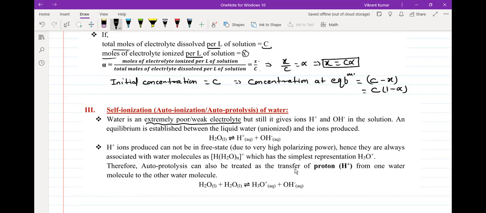So basically it is an extremely poor or weak electrolyte, which is going to give you H plus and OH minus in the solution, but the degree of ionization of pure water will be very less. Okay, but still it is going to give you some H plus and OH minus. Now let's discuss this H plus.